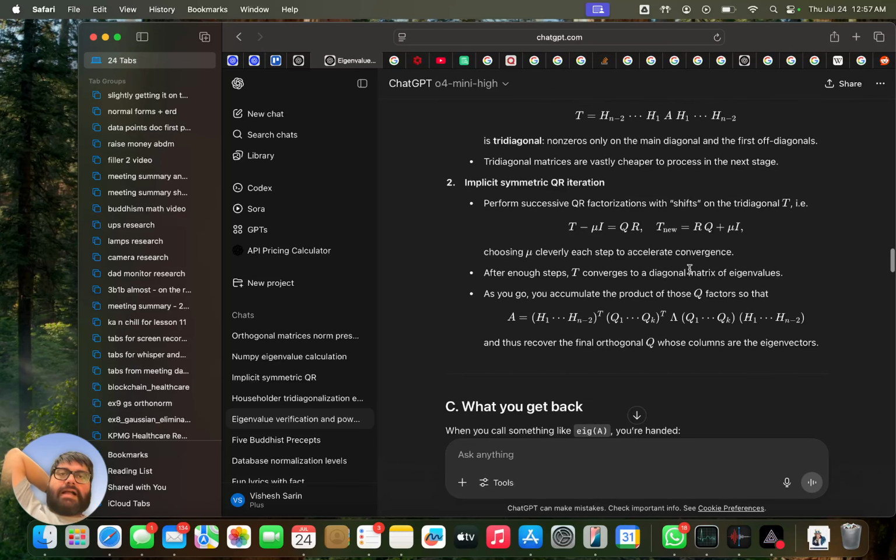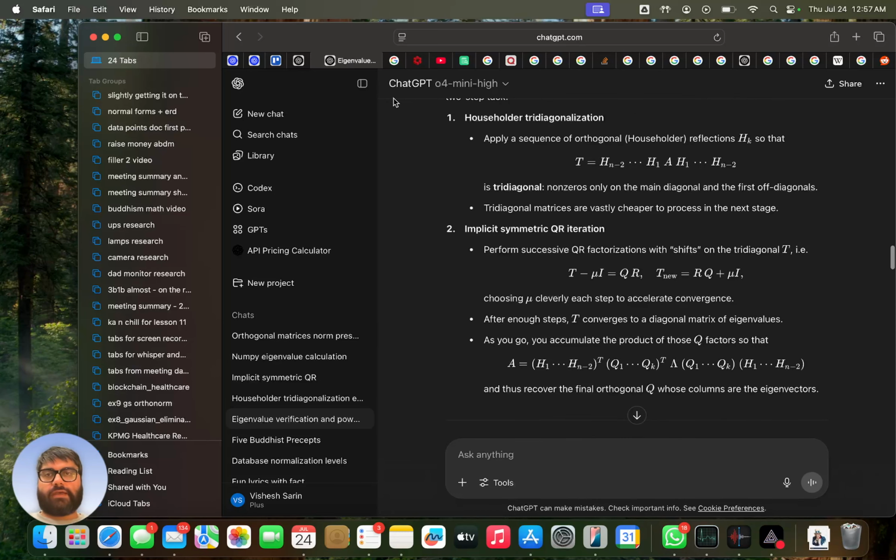So I do not understand implicit symmetric QR iteration. I do understand it to some extent. Basically, there's some manipulation here where you get the new T without actually solving for Q and R. I'm not exactly understanding how that factorization works, but that's essentially the case, right?